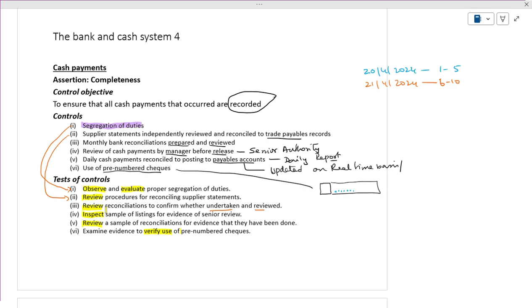They will say that they are not issuing the pre-numbered checks. That is the deficiency. Then you have to give a recommendation that the checks should be issued with pre-numbered check numbers before you are issuing a check. Segregation of duties: a clerk will prepare the check and he will issue the check. It has to be authorized. They will give you different scenarios. Based on the scenarios, we have to make a reflection on that.